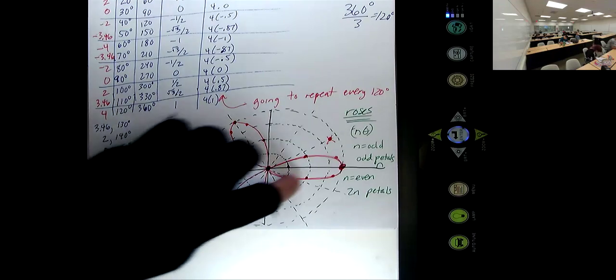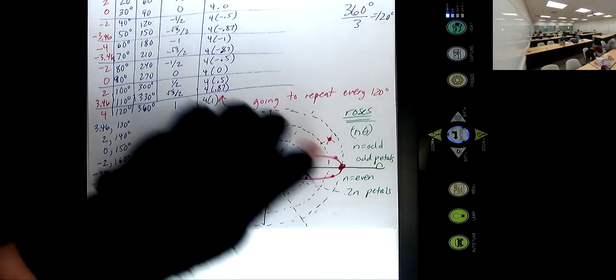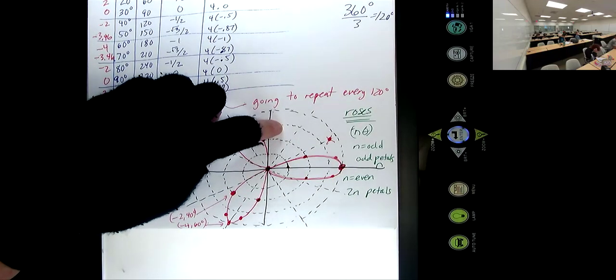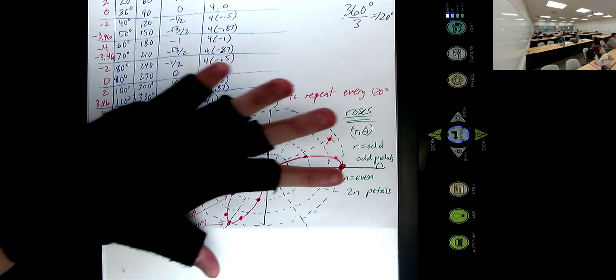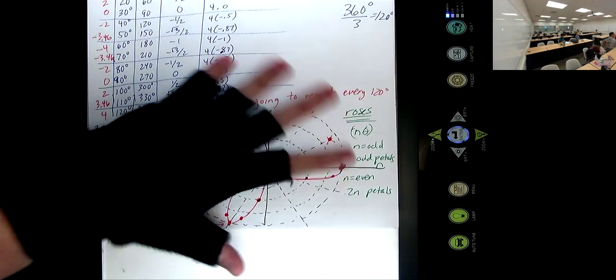They're all going to be evenly spaced going around the circle. No matter what they are, they're always evenly spaced around the circle. The question is, does the petal start on the x-axis or somewhere else?